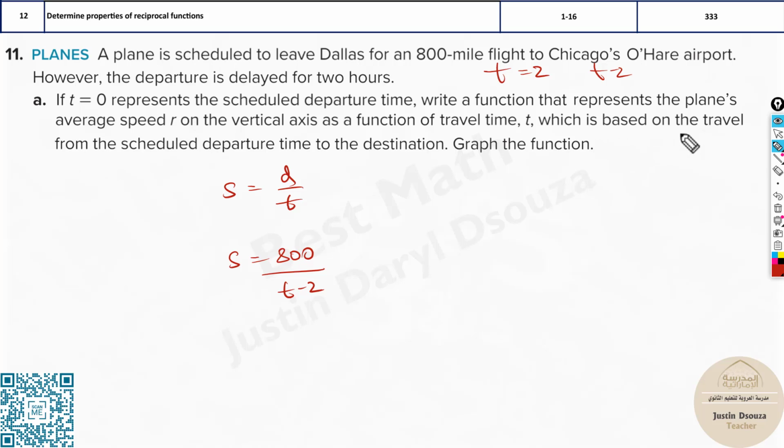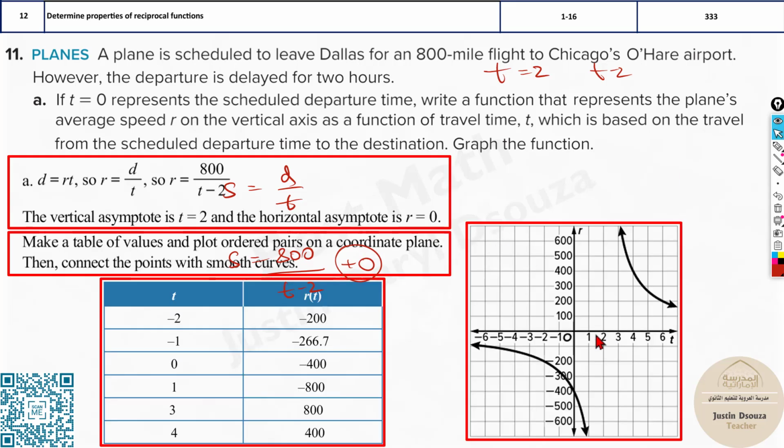So, t, which is based on the travel from the scheduled departure time. Okay. This is delay. So when we equate it, when we get it inside, it will be 0. So this is the equation. Now all we need to do is graph this up. Here +0, that means there is no horizontal asymptote. The vertical asymptote is +2. Now if you graph it, look over here, you can practically understand.